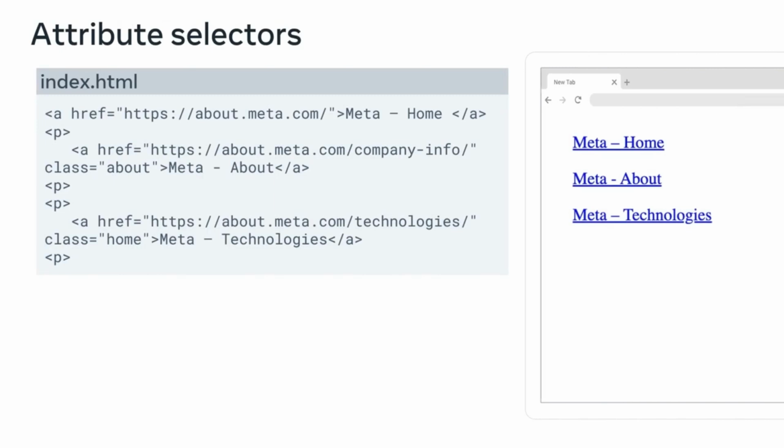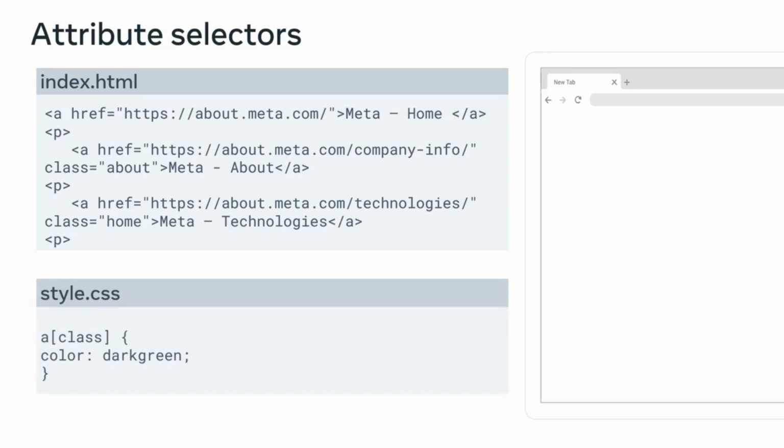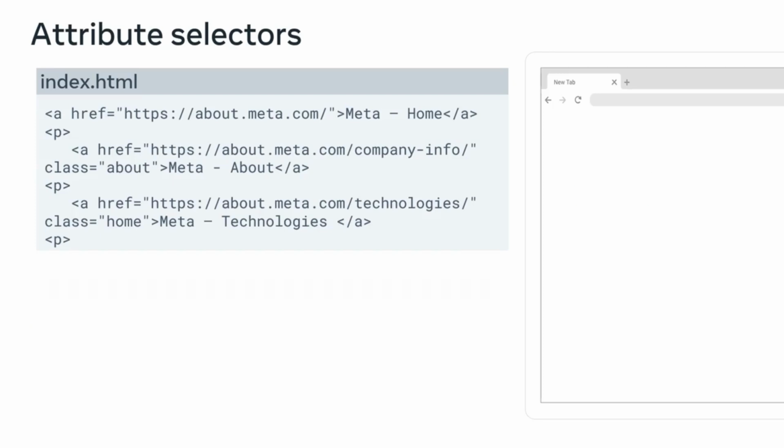Say you have a HTML file with 3 A tags, each with a href attribute that points to a different page on the Meta website. The first one has no class, whereas the second one has a class called Home and the third a class called About. With different variations of the attribute selectors, you can target different attributes of the HTML. For instance, you can style all elements that have a defined class by adding class inside the square brackets. In this case, it will turn the second and third link green.